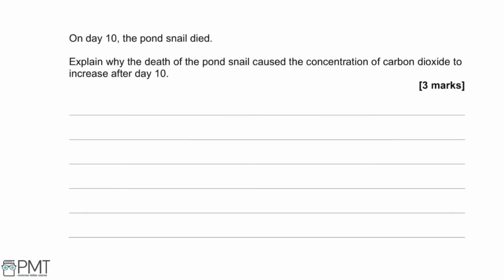On day 10, the pond snail died. Explain why the death of the pond snail caused the concentration of carbon dioxide to increase after day 10, and this question is worth 3 marks. So the connection the examiner is looking for you to be able to make here is to microorganisms and decomposers.